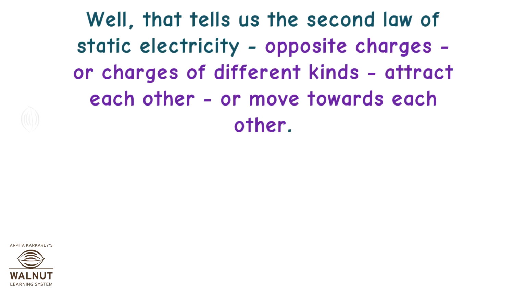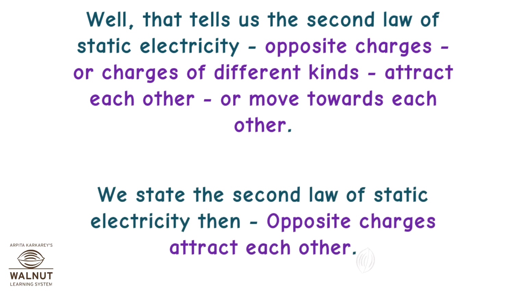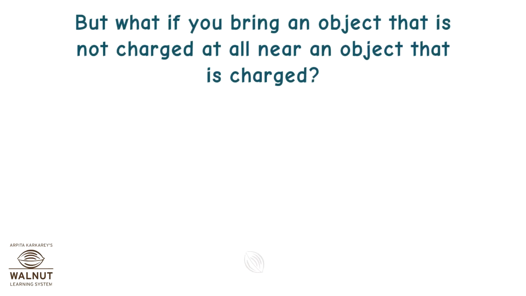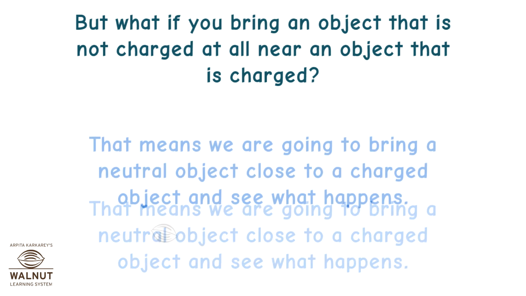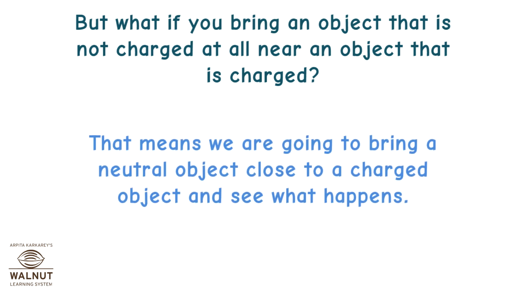Well, that tells us the second law of static electricity. Opposite charges or charges of different kinds attract each other or move towards each other. We state the second law of static electricity then. Opposite charges attract each other. But what if you bring an object that is not charged at all near an object that is charged? That means we are going to bring a neutral object close to a charged object and see what happens.